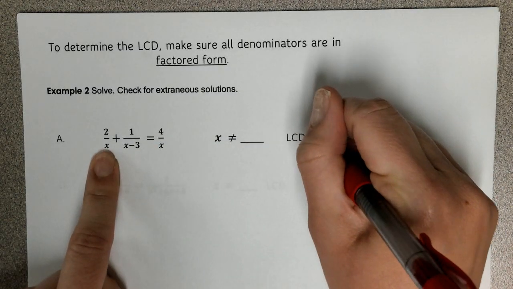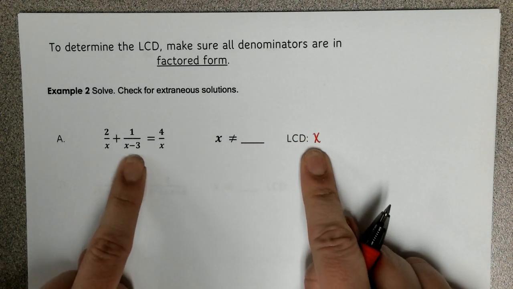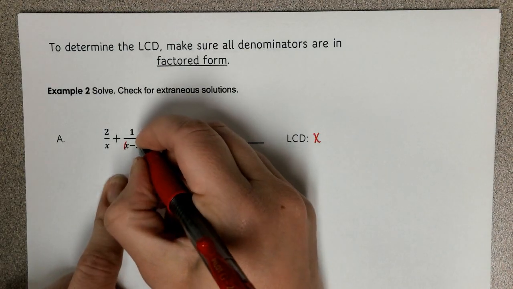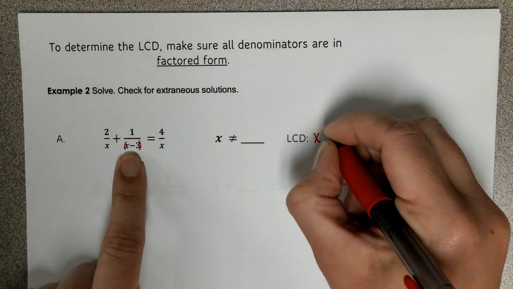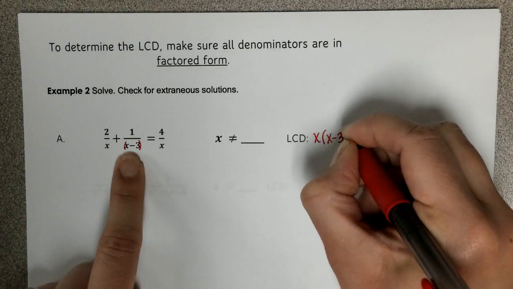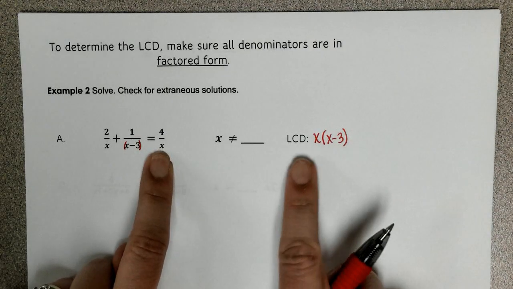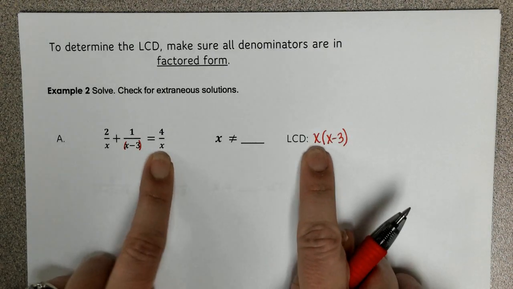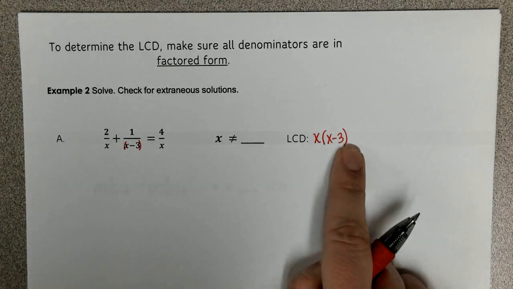We have a factor of x by itself. Remember, this is one factor. We also have a factor of x minus 3. And a single factor of x, we already have that. So our LCD is x times x minus 3.